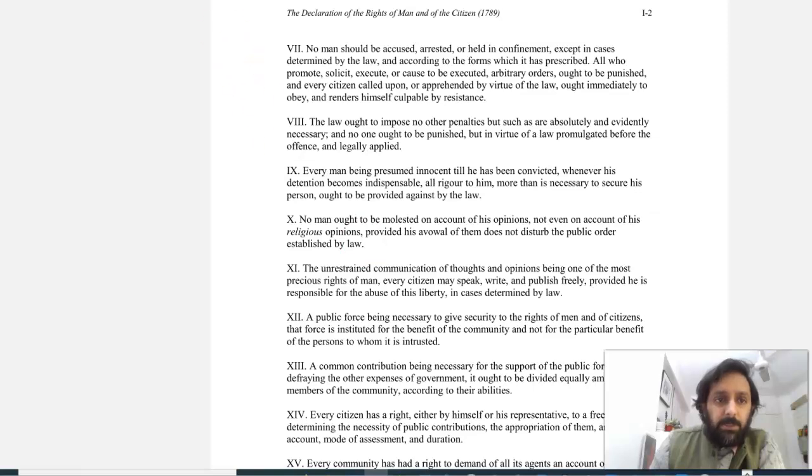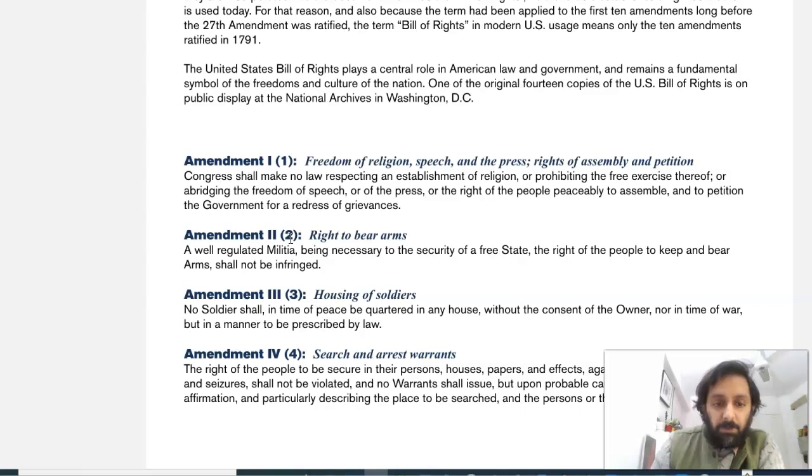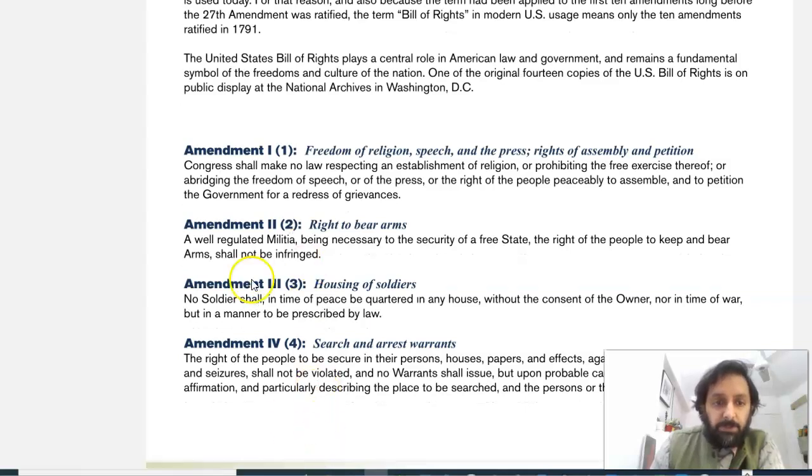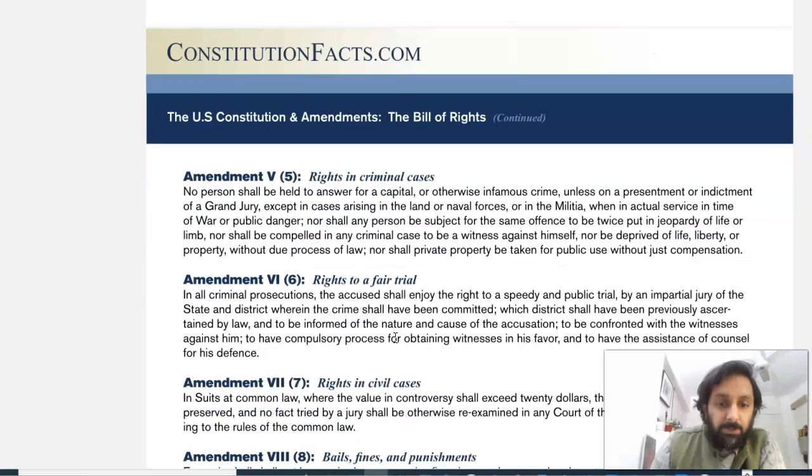Famously, the US Constitution has a Bill of Rights that I think are probably part of popular consciousness even in India, especially the First Amendment. Congress shall make no law respecting an establishment of religion, prohibiting the free exercise thereof, or abridging the freedom of speech or of the press. So these are core classic civil liberties: freedom of assembly, freedom of speech. Take another example: rights in criminal cases, rights to a fair trial.